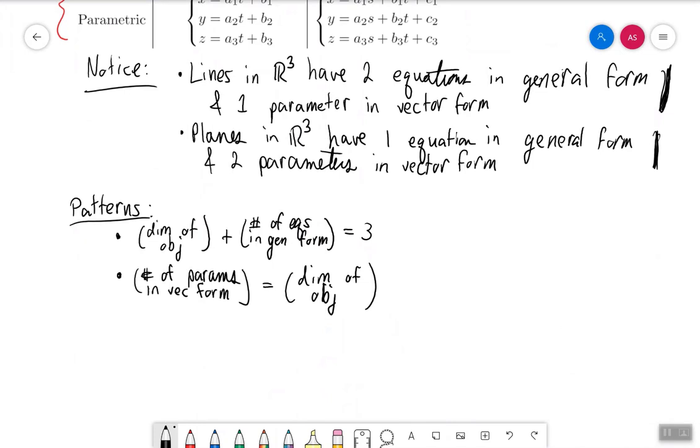You can ask, okay, can I somehow make this work in R2 for a line in R2? Well, yes, I can. Instead of having this 3 here, I replace this with the dimension of the space. Then for a line in R2, we have a one-dimensional object plus one equation in general form is equal to 2.